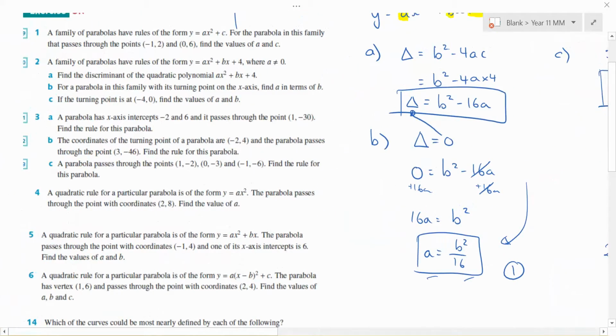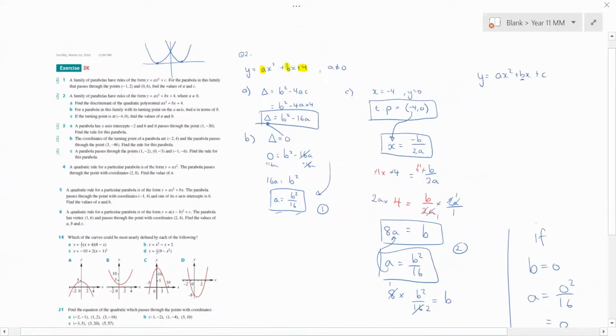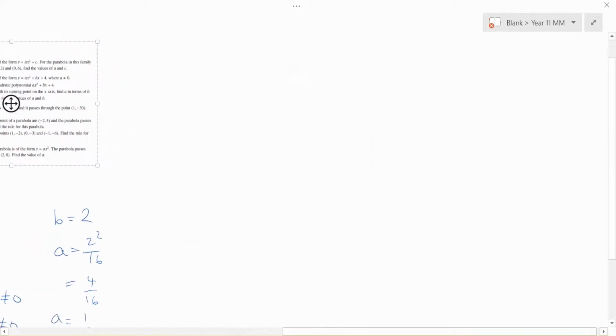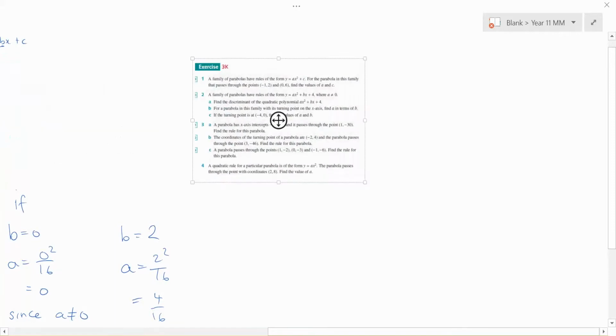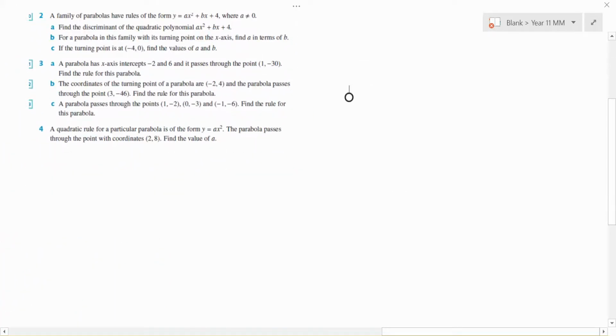Alright, let's have a look at the next few ones. Next few ones should be easy. Let's have a look at 3. I'm just going to move this across just so we can keep working with more space. Okay, let's have a look. Question 3, it says a parabola has x-intercepts.